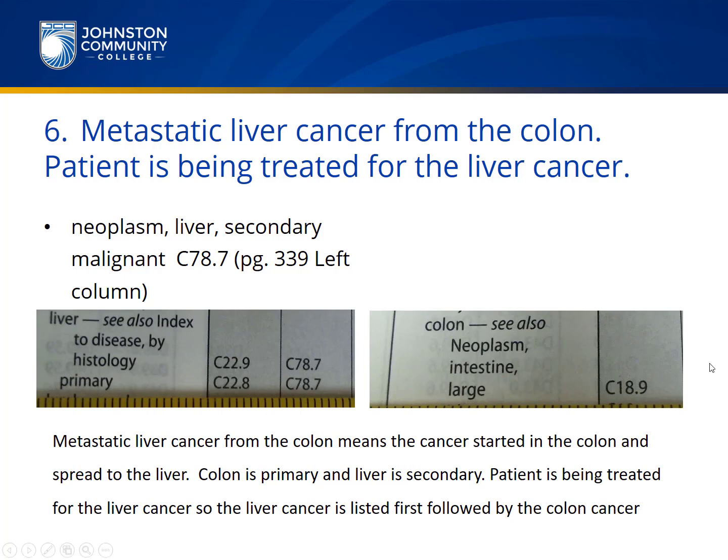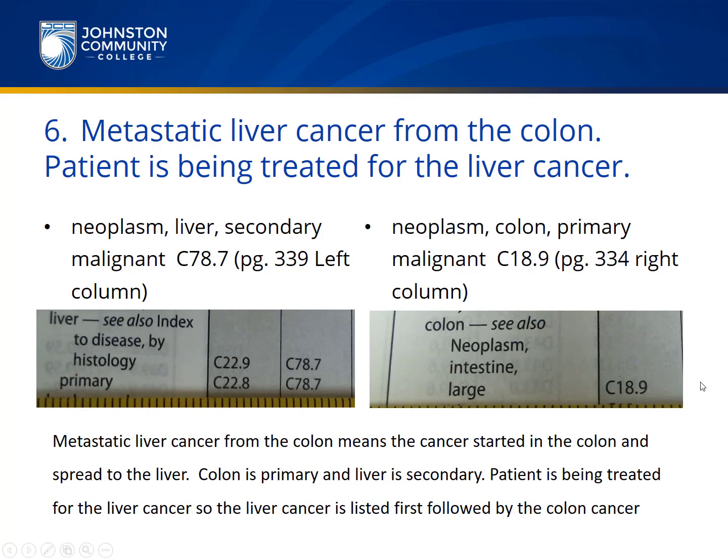What's the primary location of this cancer? So in this case, we go to neoplasm, colon, and then we use that first column, which is our primary malignancy, and that gives us our C18.9. Again, you can find that on page 334 in the right column. And then this is an explanation again of why we're putting the secondary first: because that's why they're being treated. That's why they're there. Otherwise, your primary cancer would be first.